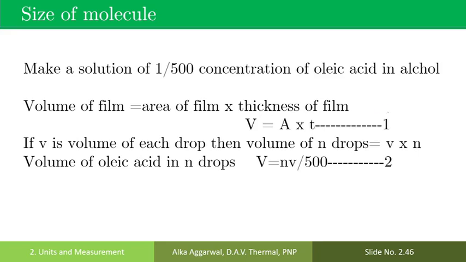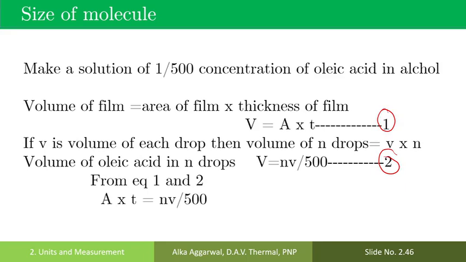From equation 1 and 2, A into T equals nv upon 500. T equals nv upon 500 A. If the thickness of film is size of a molecule, then T gives the size of molecule and we are able to estimate the molecule's size.